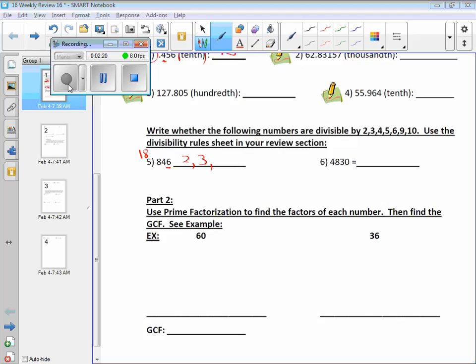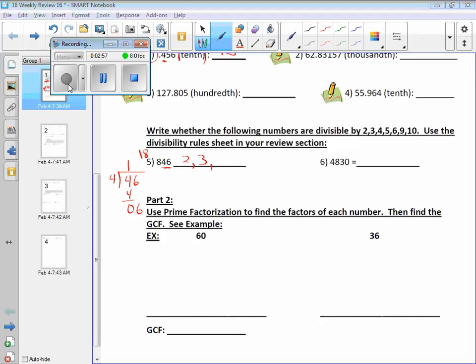Now the rule for 4 is a little tricky, because with 4 we have to look at the last 2 digits and determine whether 4 will go into the last 2 digits, which is not always easy, because if it's a number that you know by heart, like 40 or 32 or 16, then you know that 4 can go into it. But as the numbers get a little bit higher, in this case 46, you might just want to test it if you don't see it right away, to see if 4 will go into 46. And it does not, so you can't include 4.